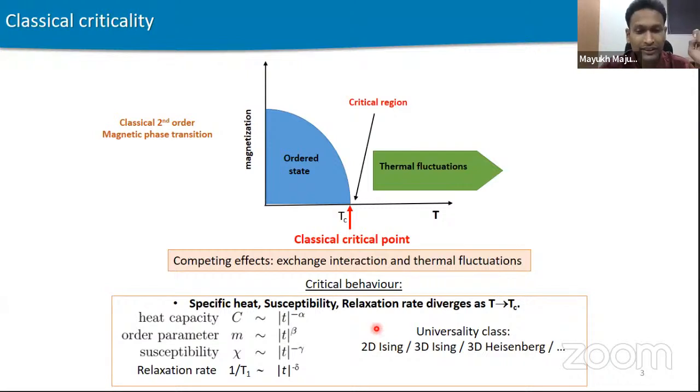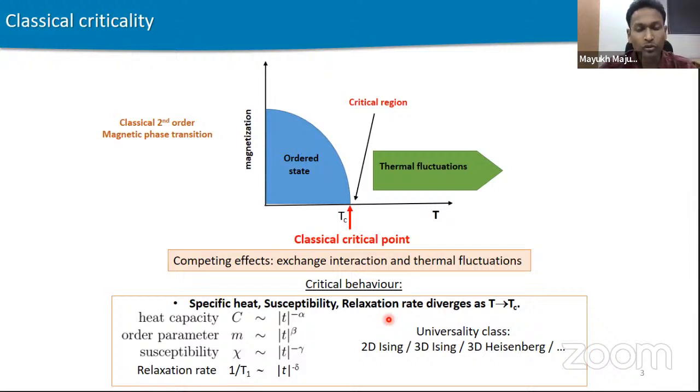The other thing is that these exponents are actually going to tell you what kind of system this particular system is. This is some kind of a universality class. Even though you do not know the microscopic details, from that particular exponent you can get an idea about the nature of the system itself. So this is what happens for a classical second order magnetic phase transition.